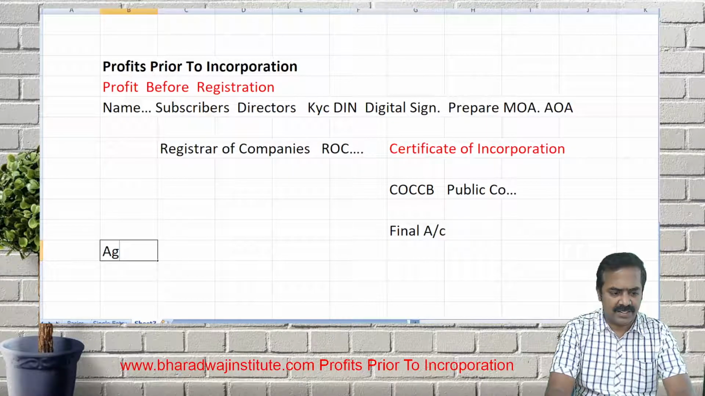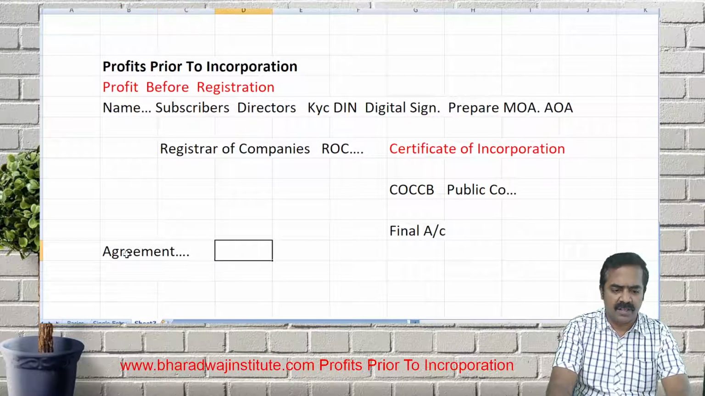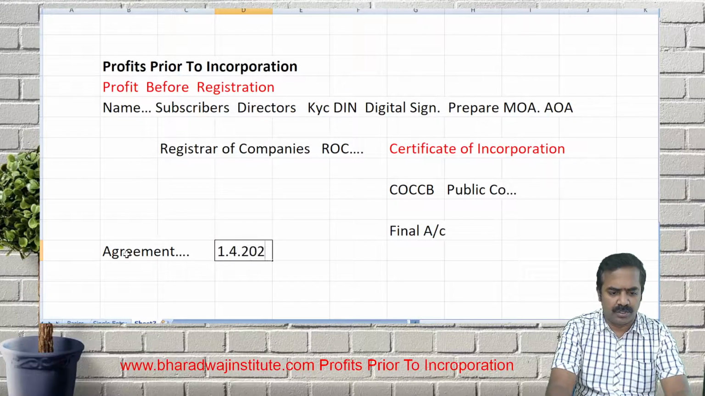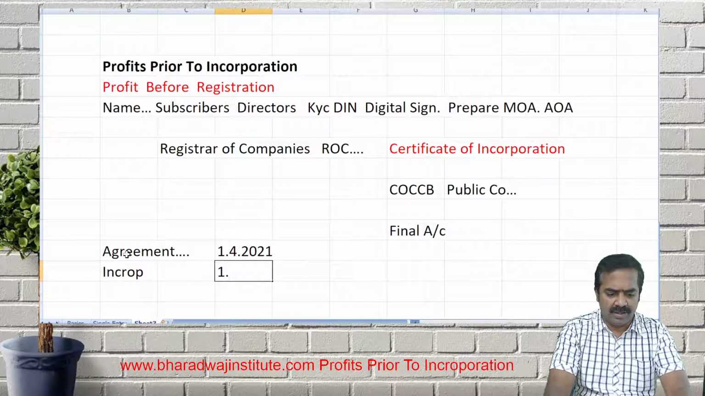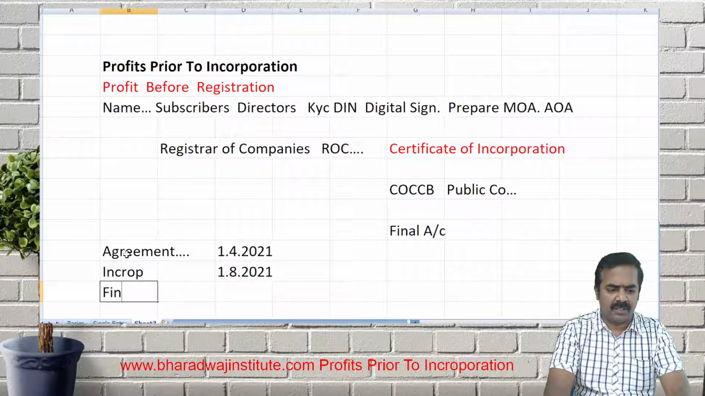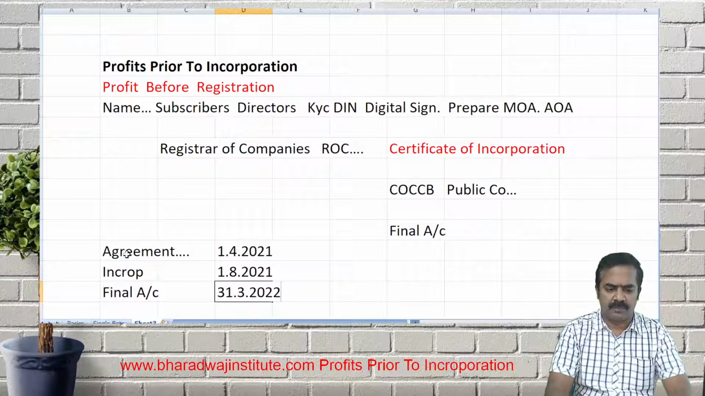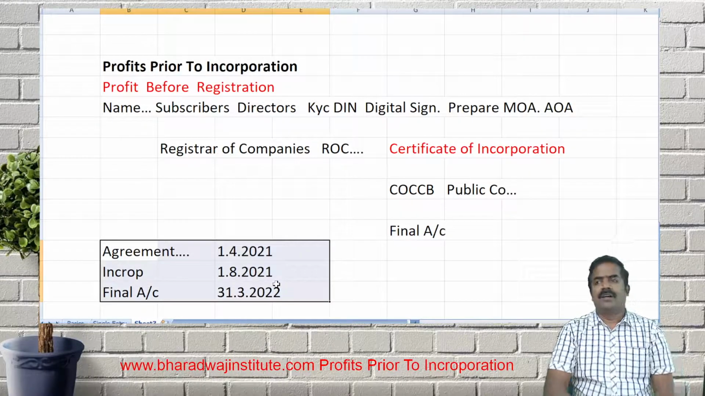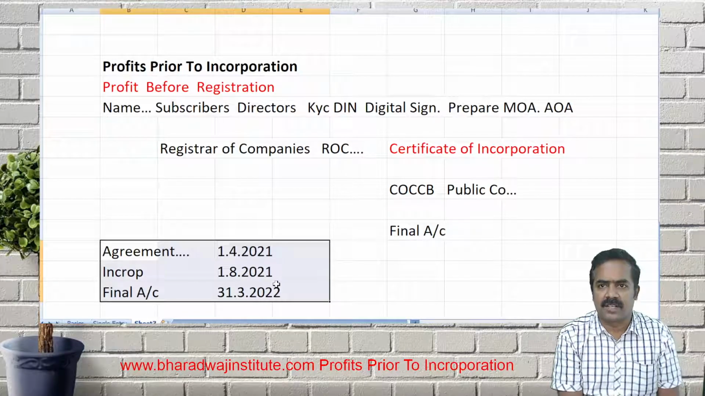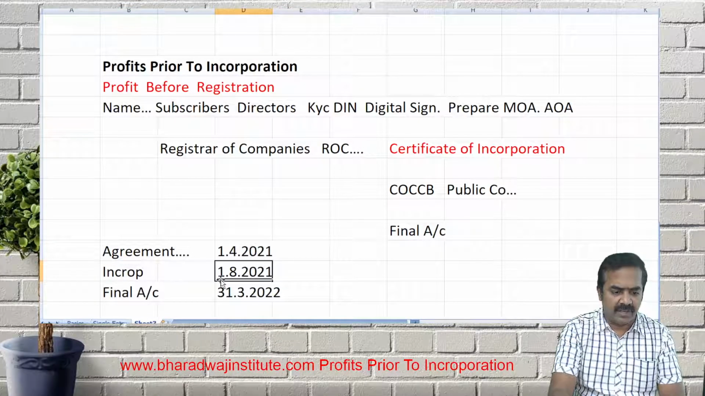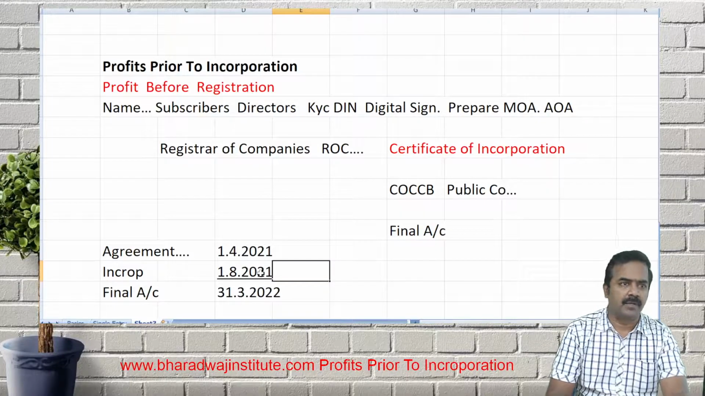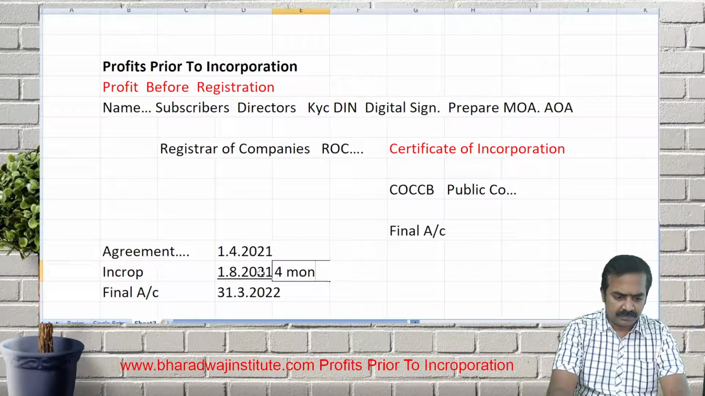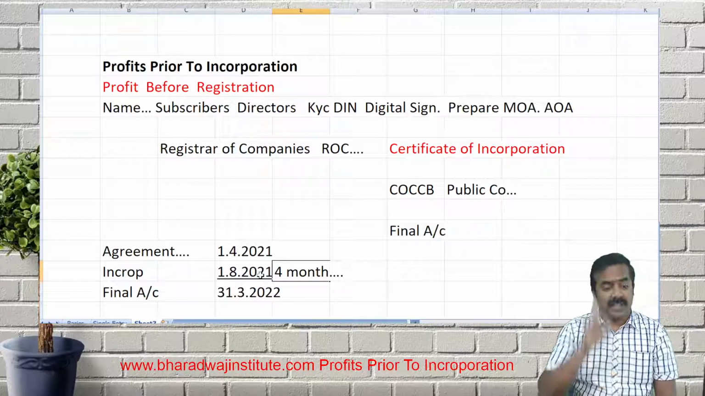Let's assume they signed the agreement to take over the business on 1/4/2021. Okay. And let's assume the company was incorporated on 1/8/2021. We are preparing the first final accounts on 31st March 2022. If you look at how many months period is covered in this? 12 months covered in this. Look at up to the date of incorporation, how many months are there? April to August, April to July. How many months are there? 4 months. Okay. Please remember, the agreement was signed on 1st April itself.